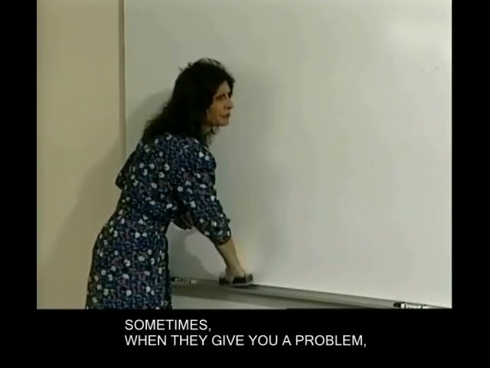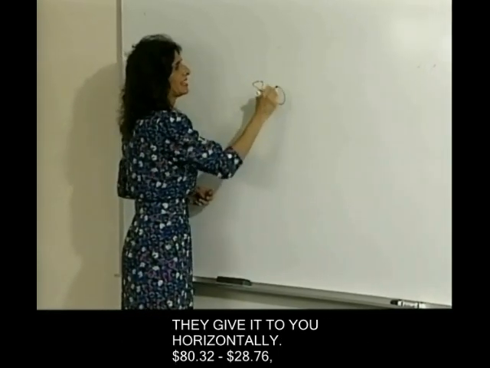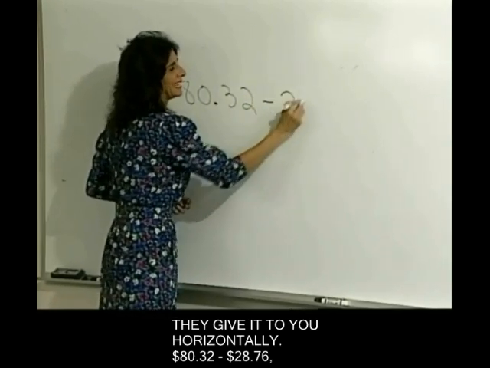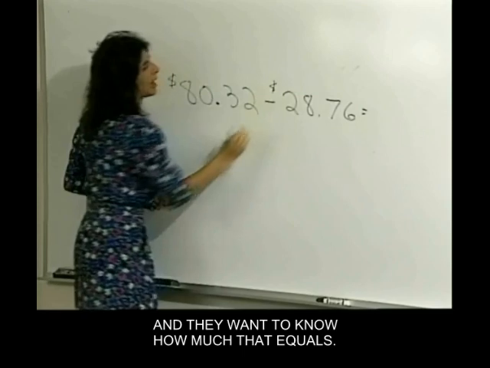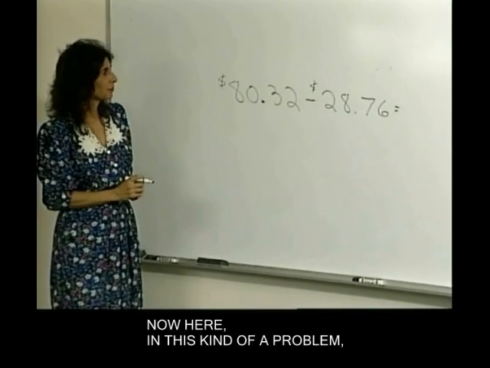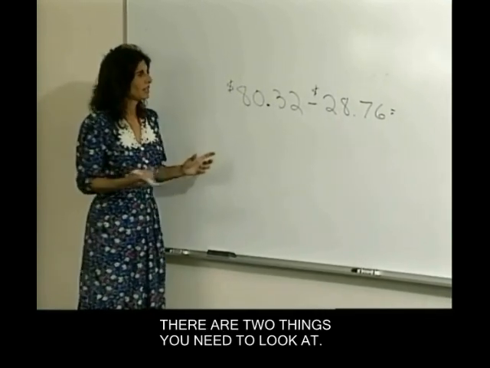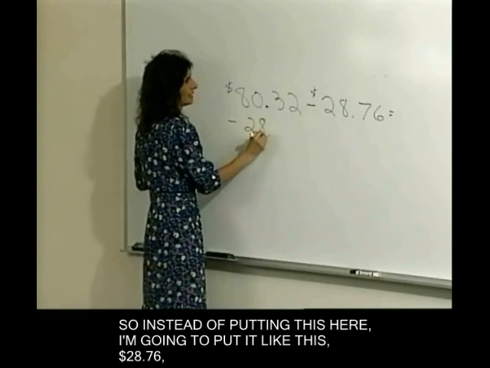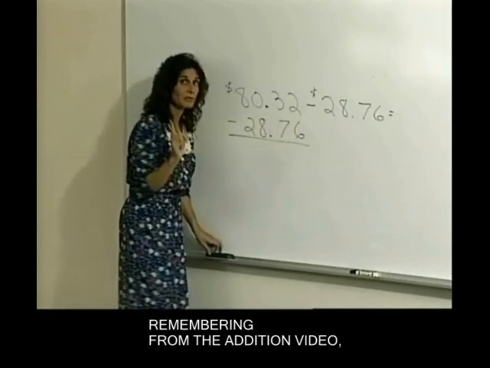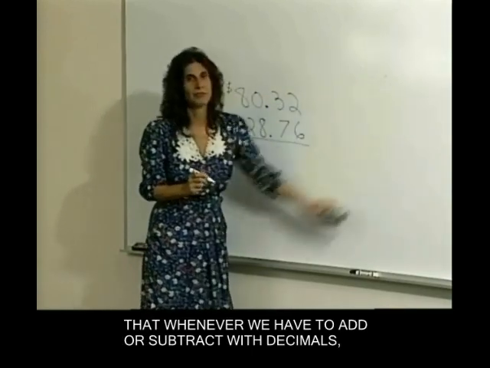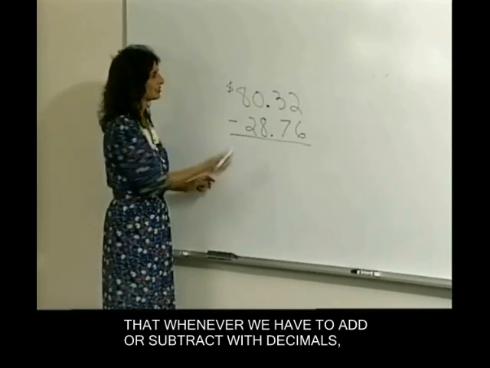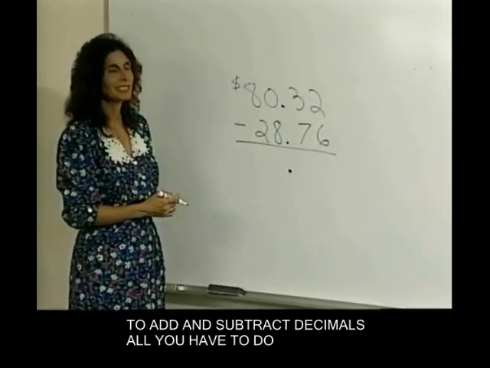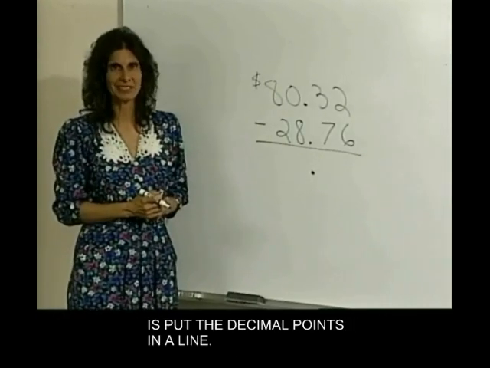Sometimes when they give you a problem, they give it to you horizontally. $80.32 minus $28.76, and they want to know how much that equals. Now here, in this kind of problem, there are two things you need to look at. One is we're going to change it from horizontal to vertical. So instead of putting this here, I'm going to put it like this, $28.76. Remembering from the addition video that whenever we have to add or subtract with decimals, we need to line up the decimal points. So we're going to put the decimal points in a line. To add and subtract decimals, all you have to do is put the decimal points in a line.